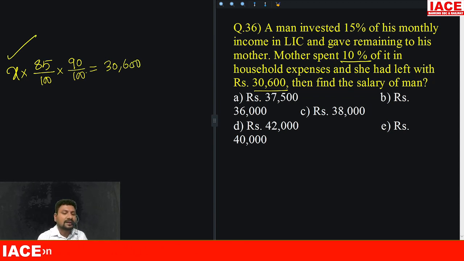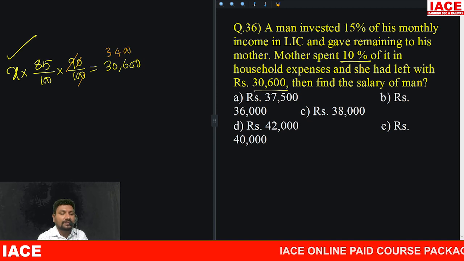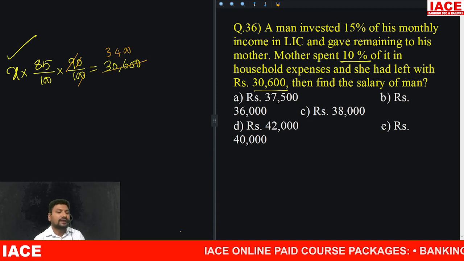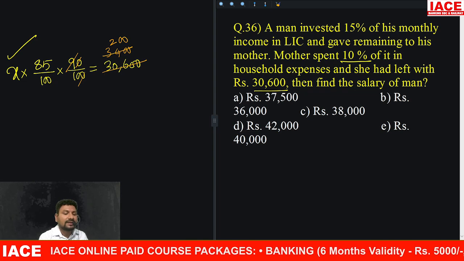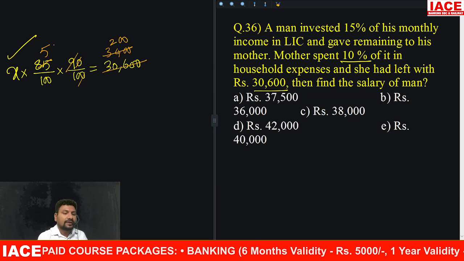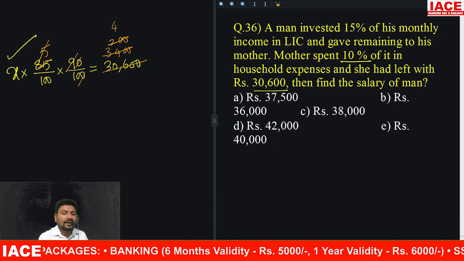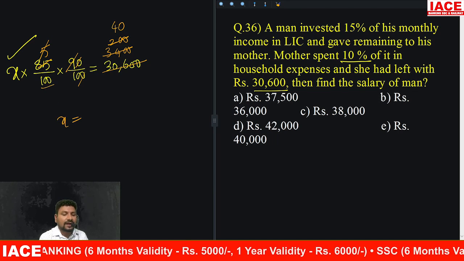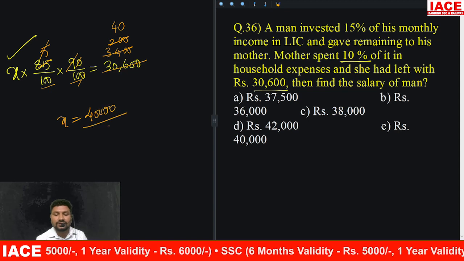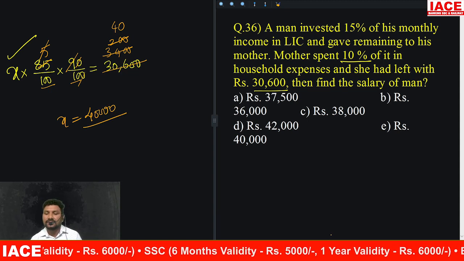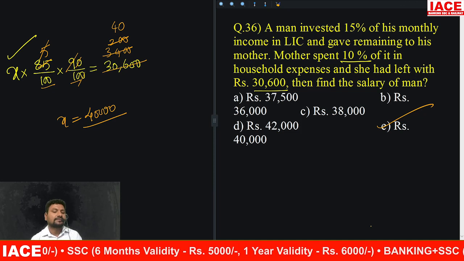Okay, what is his salary? Cancel the zeros. Here 0, 0 cancel. 9 3s are 27 and 9 4s are 36. Then 3400 cancels with the 17 table. 17 2s are 34, 17 5s are 85. So 85 x = 100 into 30,600, which means it is equal to how many rupees? 40,000 rupees. 40,000 rupees means option E is right.